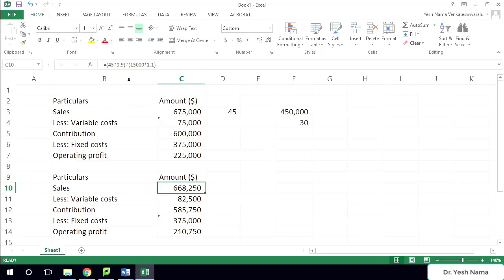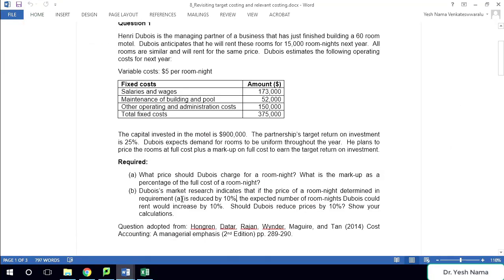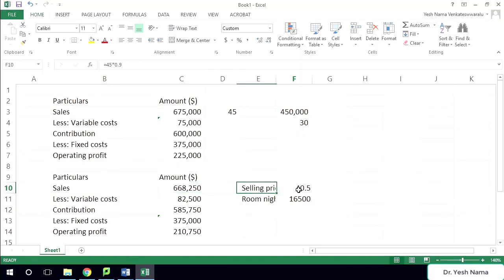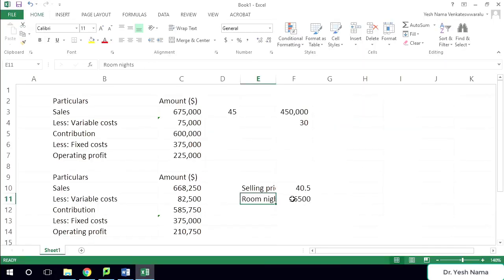So what I've done here is selling price is equal to 45 times 0.9 and room nights is equal to 15,000 times 1.1. Price is reduced by 10%, so 45 times 0.9, and this will lead to an increase in the expected number of room nights, 15,000 times 1.1, 16,500. So if we multiply these two numbers, we will have 668,250.